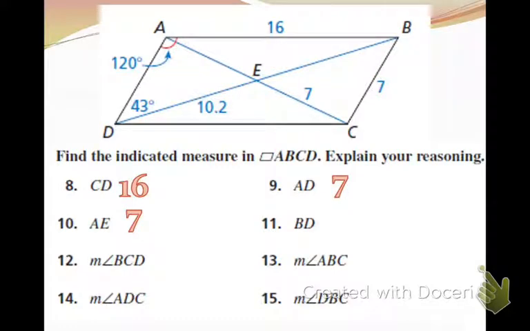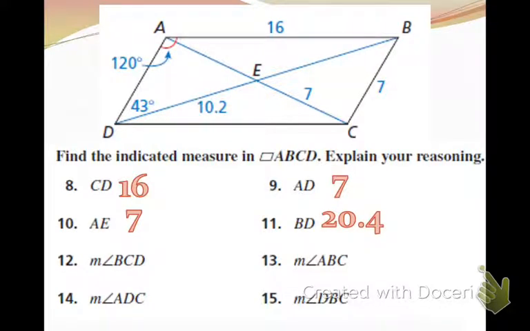All right, this next one, BD, side or diagonal? Diagonal. It's the length of the entire diagonal. What is the only measurement I'm given in reference to this diagonal? 10.2, which is this portion. So what's the other portion of it? 10.2. So what's 10.2 plus 10.2?